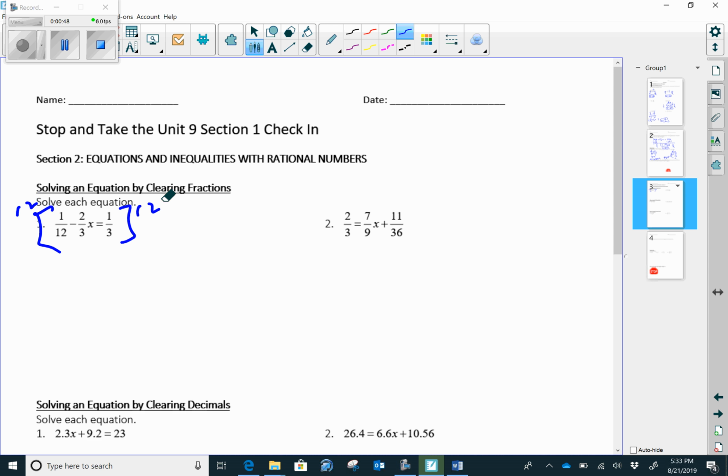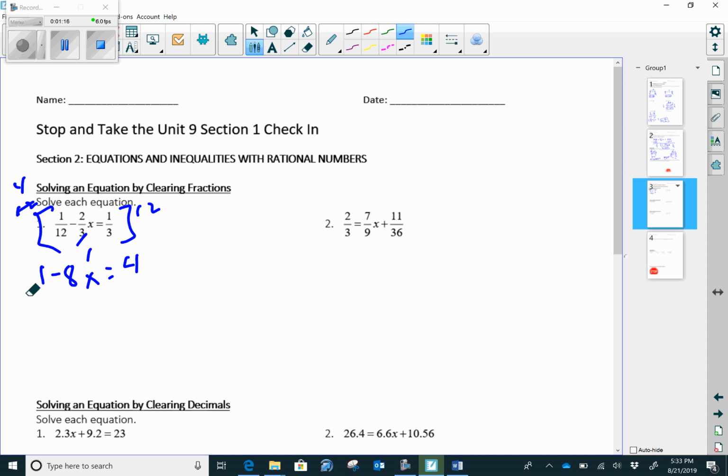So 1/12 times 12 would be 1. Negative 2/3 multiplied by 12 would be negative 8x, equals, 1/3 of 12 will be 4. Then I have my new equation of 1 minus 8x equals 4.